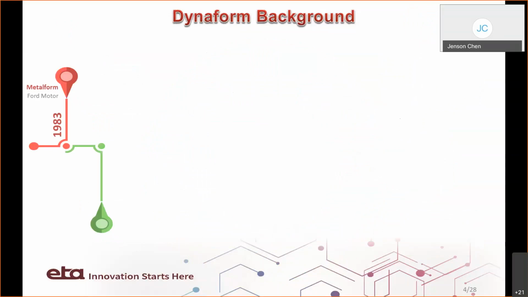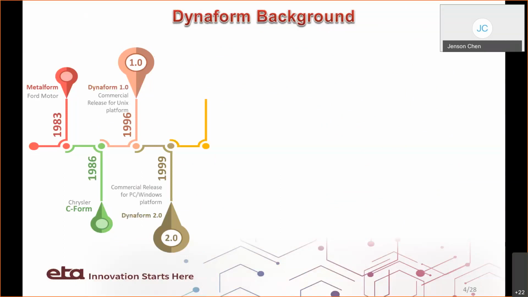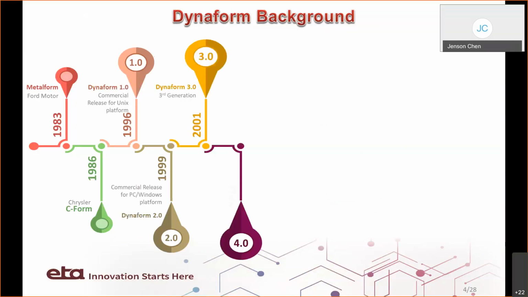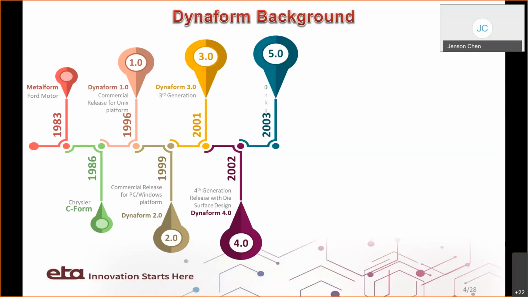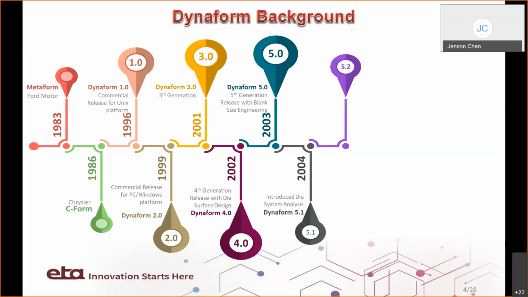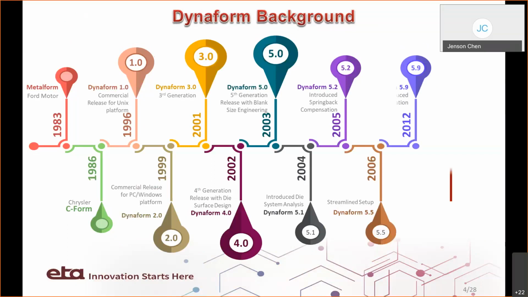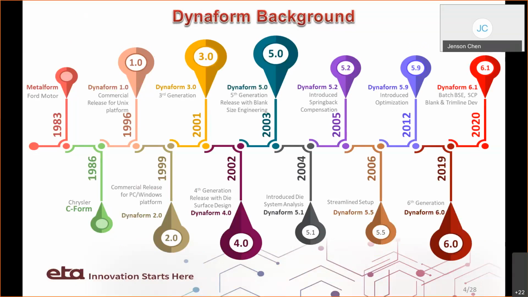A little bit about our Dynaform background. We're from 1983. We started to code some software for Ford Motor, and then we also did some work for Chrysler. And from this foundation, we developed Dynaform 1.0 in the mid 1990s. And then from there, we picked up more developments, and for the past 30 years, we developed different versions of Dynaform. Our sixth generation, Dynaform 6.0, was released in 2019, and this year we have version 6.1 with more features and enhancements.